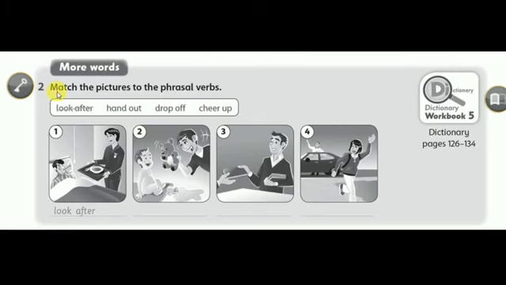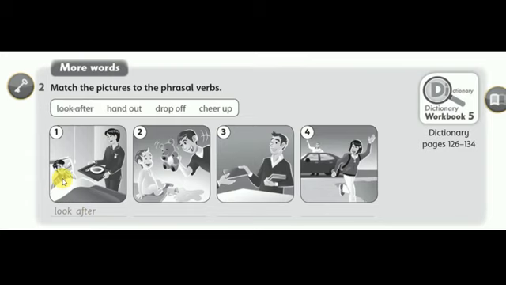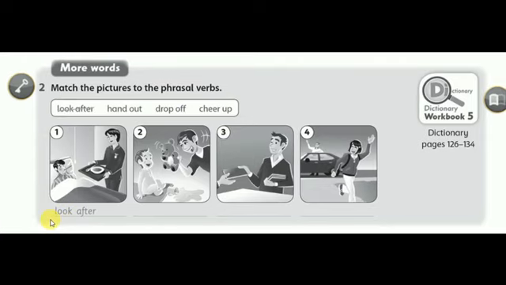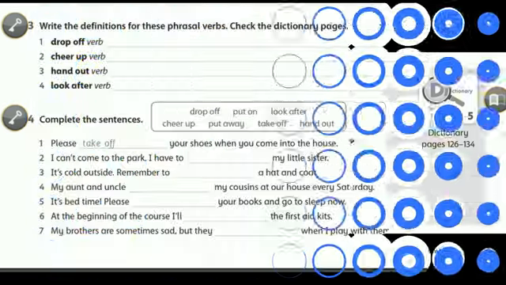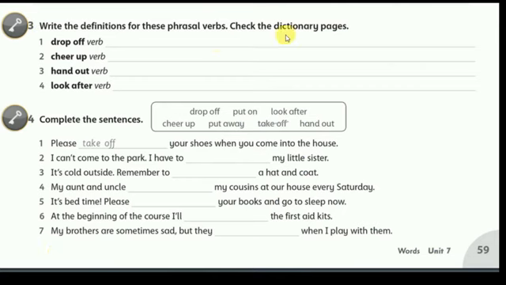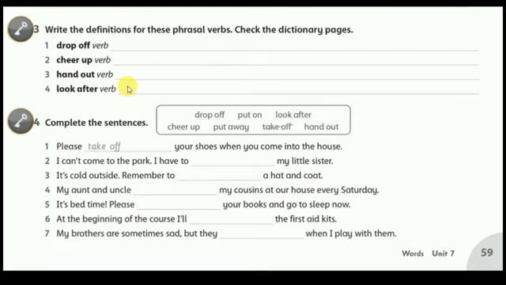In exercise number 2, you have 4 phrasal verbs and you have 4 pictures. What you have to do is to match each phrasal verb with its correct picture. As in the first example, we have a nurse and we have a patient. The nurse looks after her patient, so she's taking care of her patient. As we learned before, to look after means to take care of somebody. In this exercise, you need to use your dictionary in order to find the meaning of each one of these phrasal verbs. Just give me the meaning of each one of these phrasal verbs.